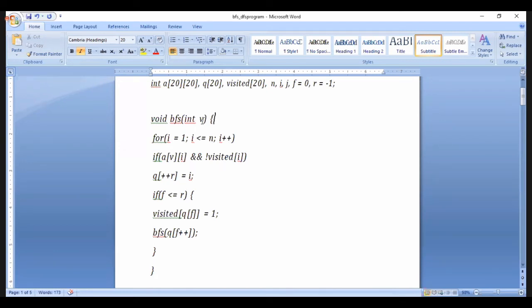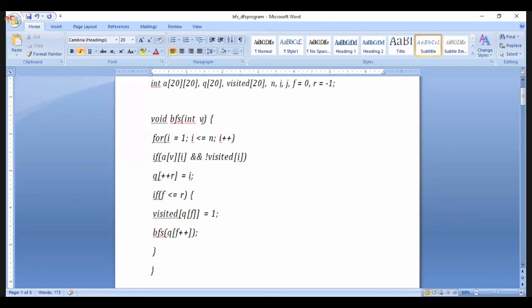What I am doing is inserting A into the queue. When visited is equal to 0 and A of I is nonzero, that vertex I am inserting into the queue. How am I inserting? Q of r plus plus. Initially I took r as minus 1, so then it will become 0. Q of 0 is equal to I. I is nothing but the first vertex, which is A, according to our example.